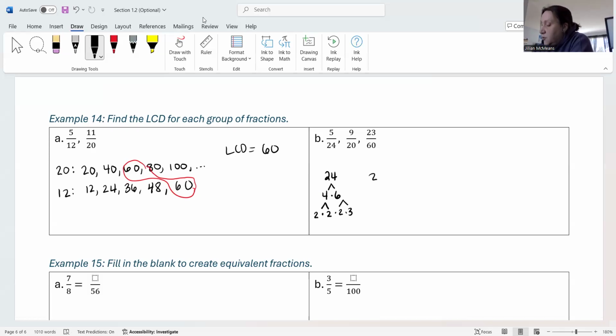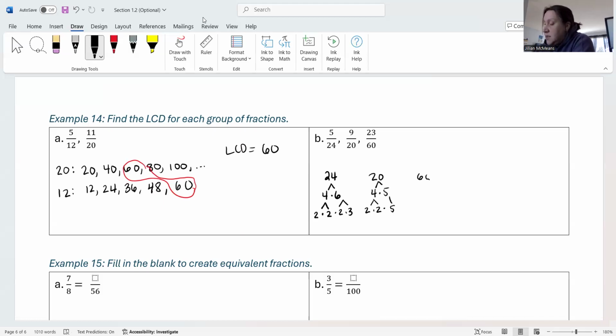We're going to repeat this for 20. You could use any two factors that give you 20, so you could use 2 times 10 or 4 times 5. I like 4 times 5. 4 is not prime, so I would write 4 as 2 times 2. 5 is prime, so I just bring it down.